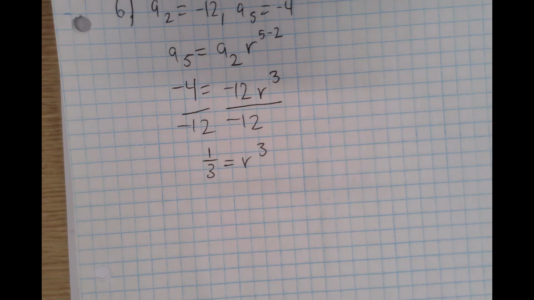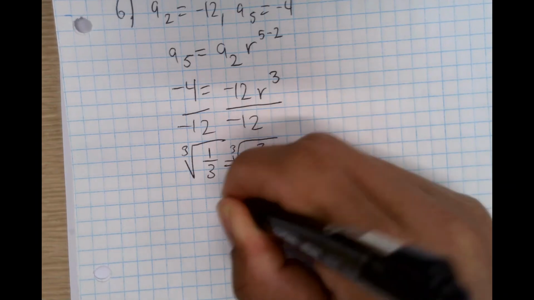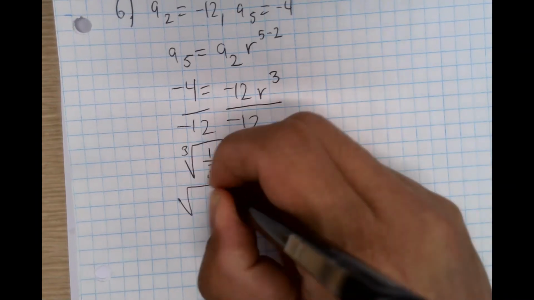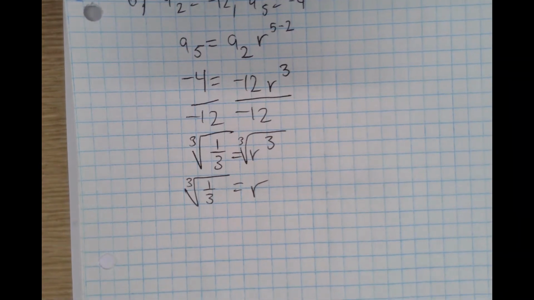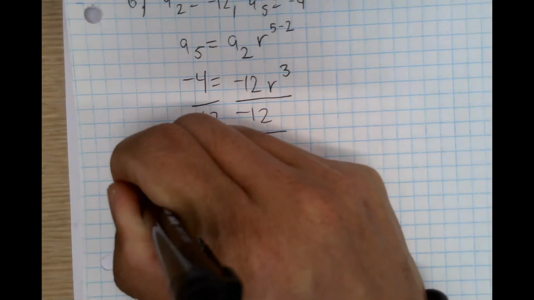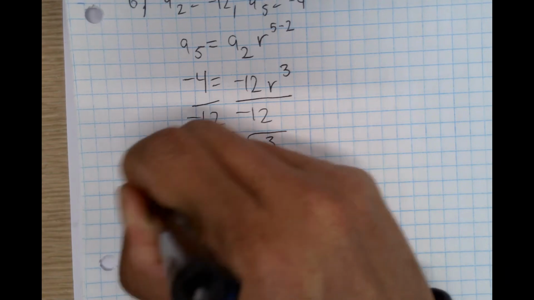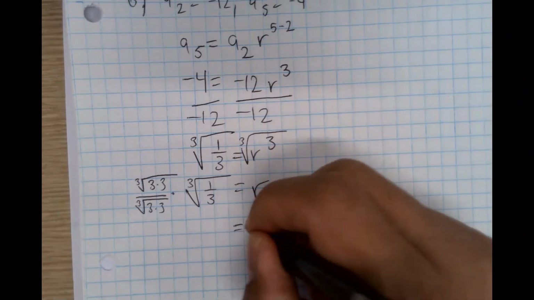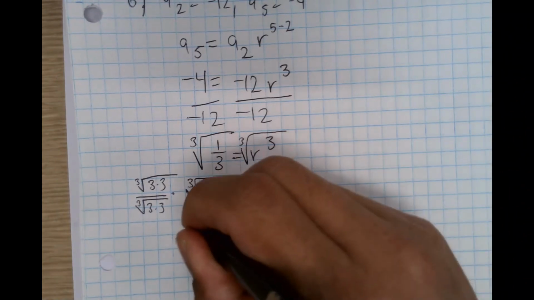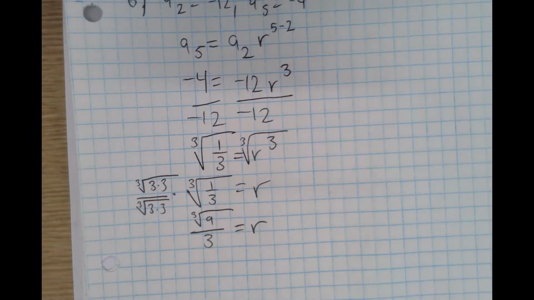Right, you can cube root it. So you just take the third root of both sides. And technically you just get r is equal to the cube root of 1/3. If you want it to be even better, like an A+ student, you could multiply the top and bottom by the cube root of 3 times 3, because you want to make sure that you don't have an exponent on the bottom, and you get the cube root of 9/3.